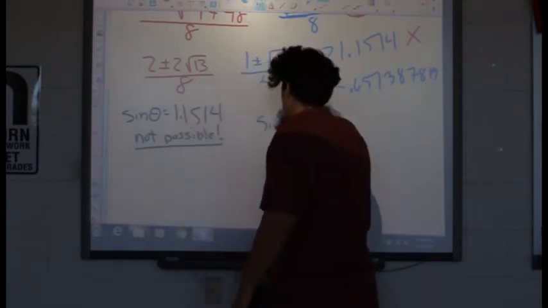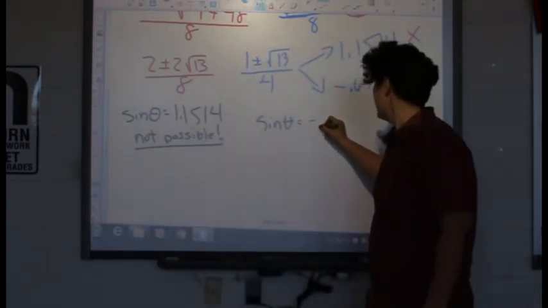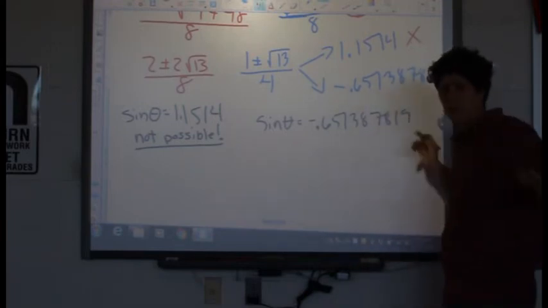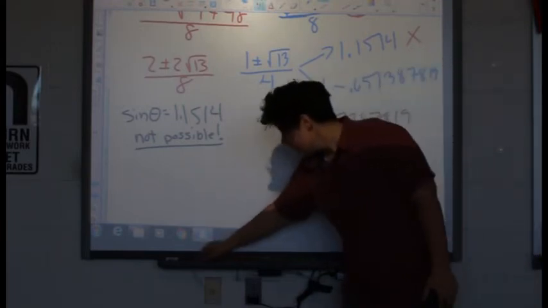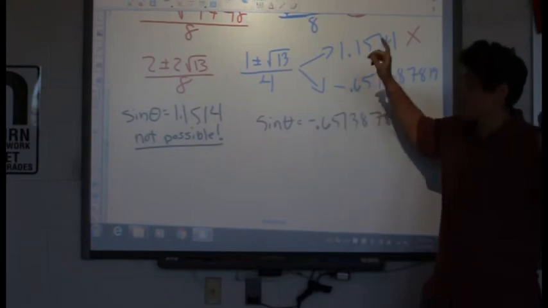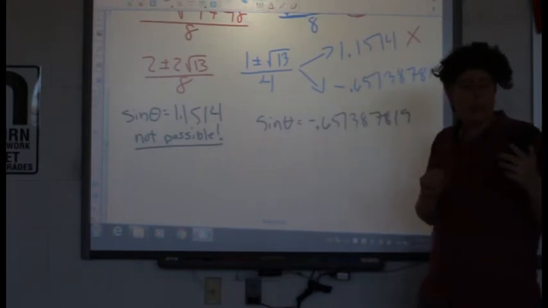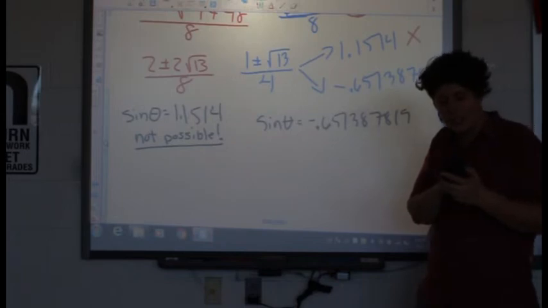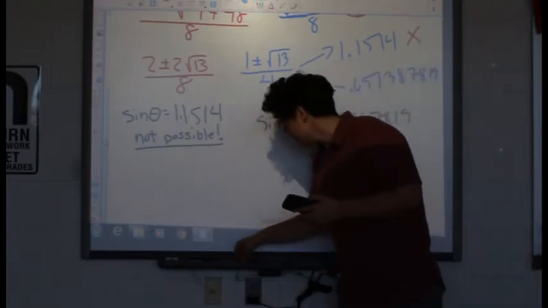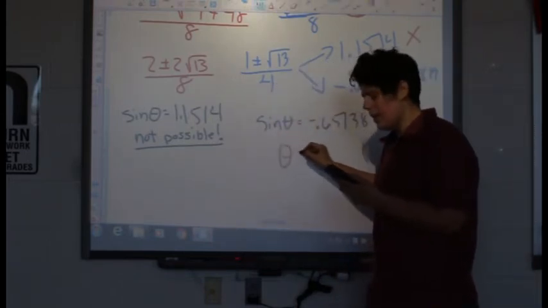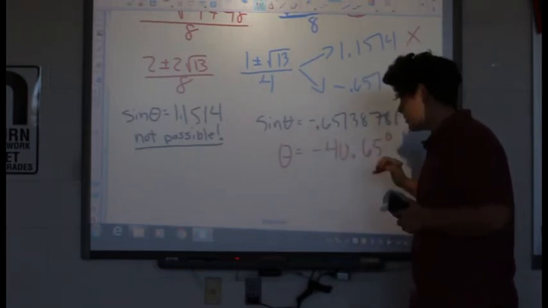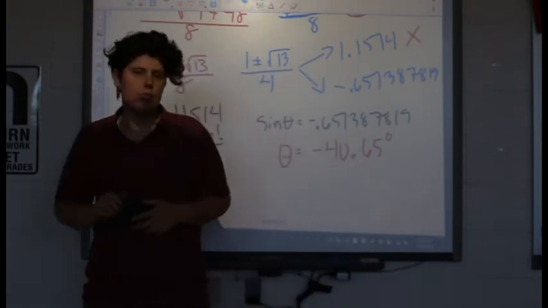For the other one, I'm going to say sine of theta equals negative 0.651387819. I figure I might as well write the whole thing. I already did it once. Again, I'm in degrees because the problem specified. So my calculator's in degrees, and I'm going to hit second sine. And my calculator tells me that my theta is negative 40.65 degrees.